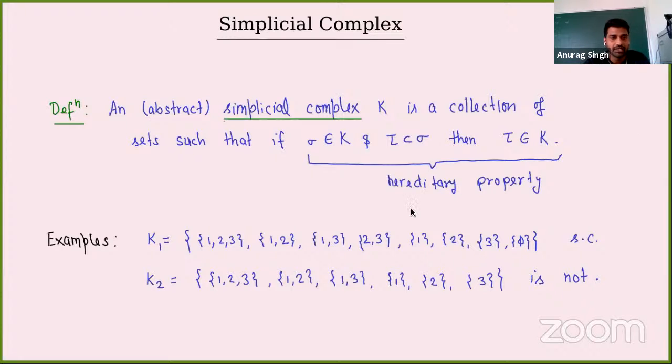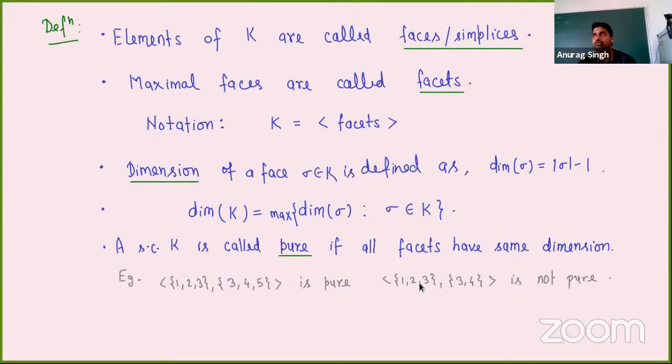For example, you take K1 where you take 1 to 3, all subsets of 1 to 3 are there. So this is a simplicial complex. On the other hand, K2 is not a simplicial complex because it misses the subset 2, 3. So these are the terminologies that people use in simplicial complexes.